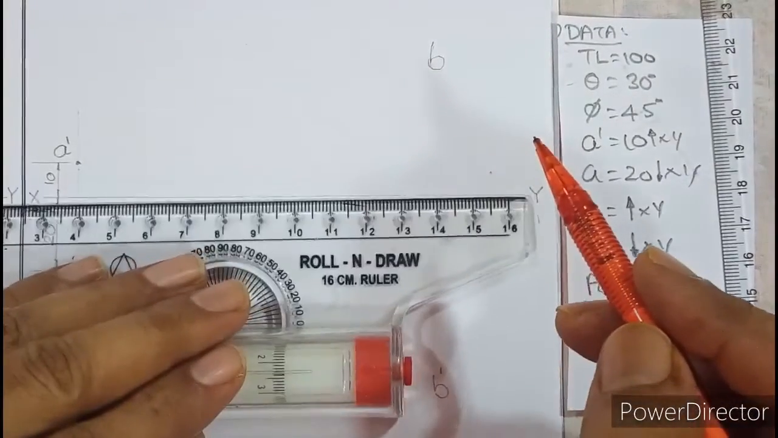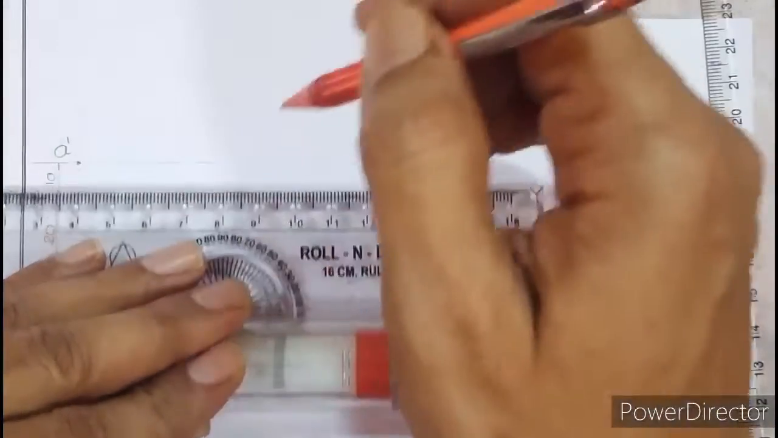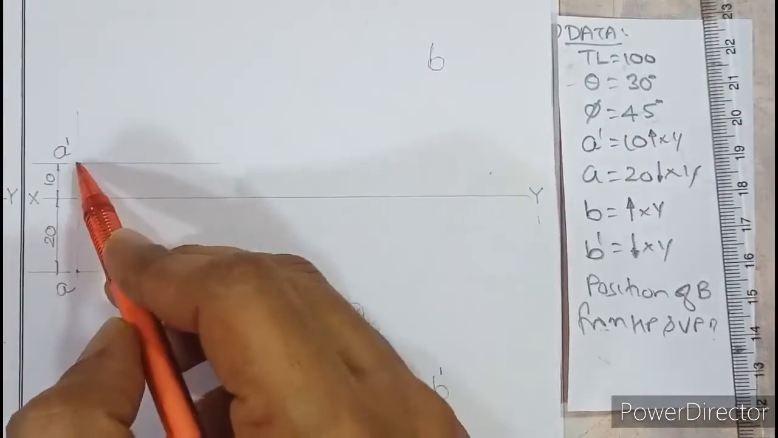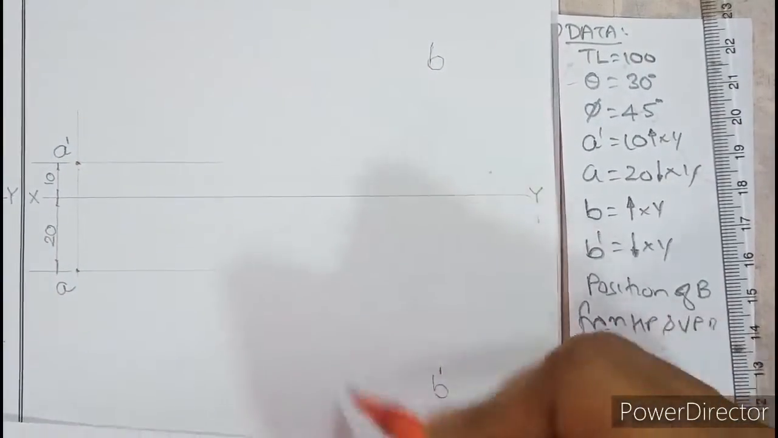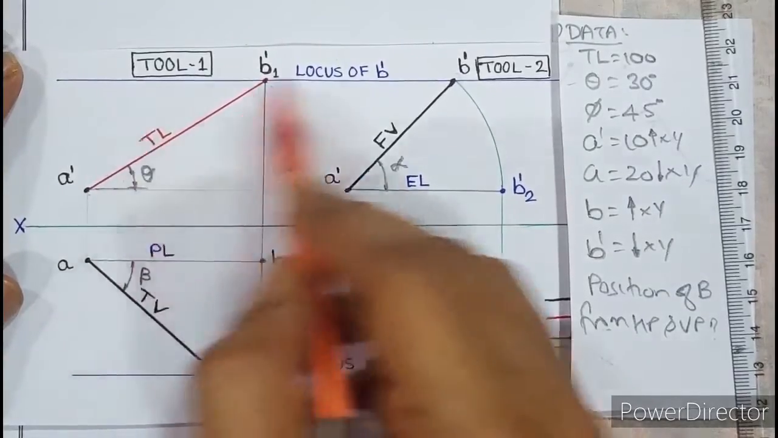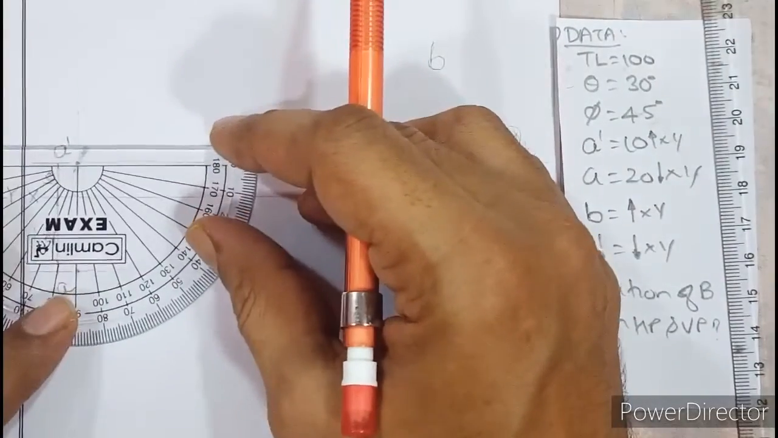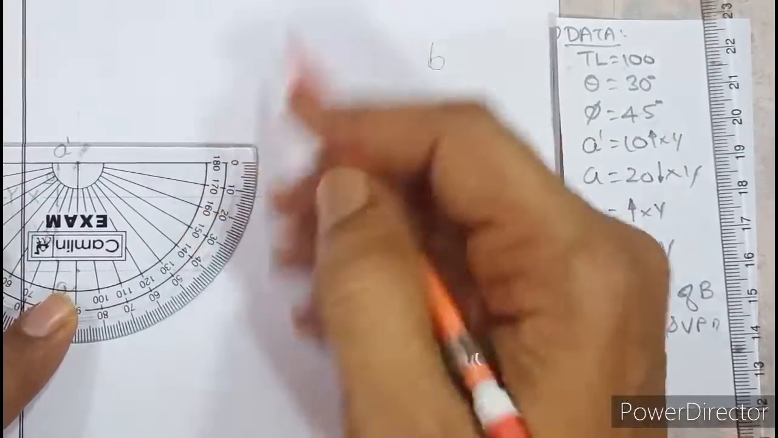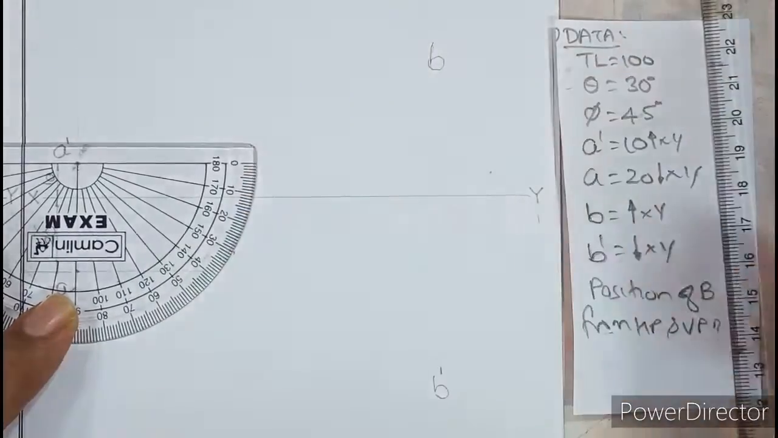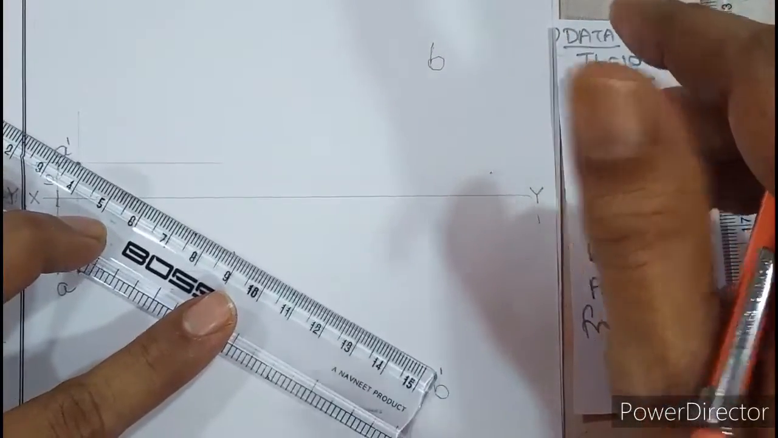So instead of marking theta up as you do regularly, you need to mark theta down on this side. If you align the XY line, I draw a light line just for reference to mark the angle. From A dash, you need to mark theta down because the locus of B dash will lie down. The tool says always mark true length, and always mark theta towards the locus of B dash. Keep the protractor in a reverse direction and count from 0, 10, 20, 30. Mark 30 here, and draw a light line connecting A dash with this point marked at 30 degrees.